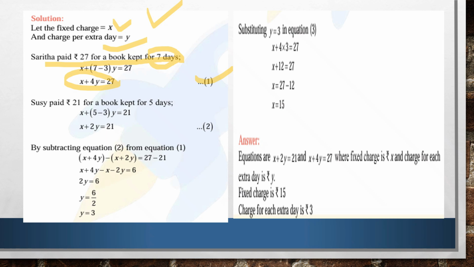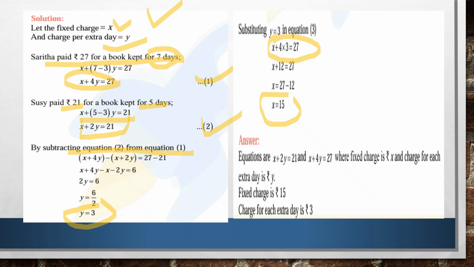Then Susy is paying 21 rupees here for 5 days. So 5 minus 3, I can take x plus (5 minus 3)y is equal to 21. So I can take x plus 2y is equal to 21 as equation 2. Subtracting equation 2 from 1, I can write (x plus 4y) minus (x plus 2y) is equal to 27 minus 21. I will get y is equal to 3. Then substitute here. So x plus 4 into 3 is equal to 27. I will get x is equal to 15.